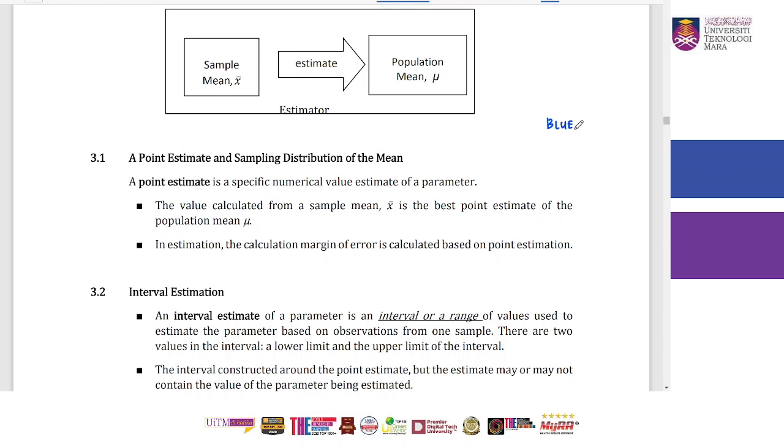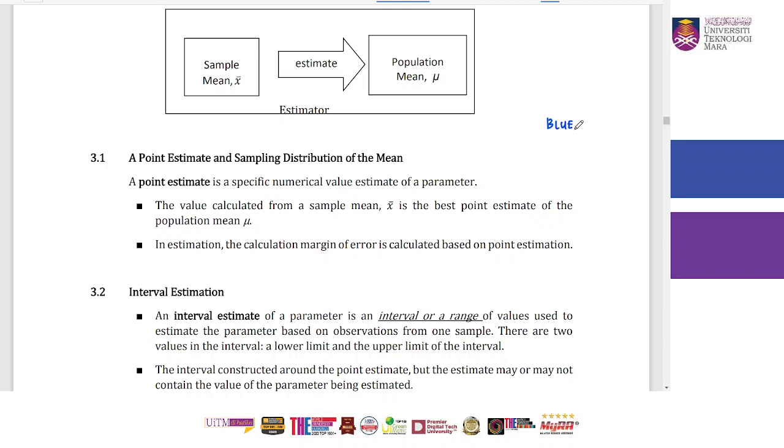So, setiap estimator yang kita hendakkan mestilah unbiased. So, unbiased maksudnya dia tak pincang. Dia tidak hanya menjurus kepada sesuatu kumpulan ataupun kategori sahaja. Dia merangkumi keseluruhan. So, itu yang kita nakkan as unbiased. So, the value calculated from a sample mean X bar is the best point estimate of the population mean. So, sample mean adalah satu point estimate yang terbaik untuk menerangkan population mean, iaitu mu.